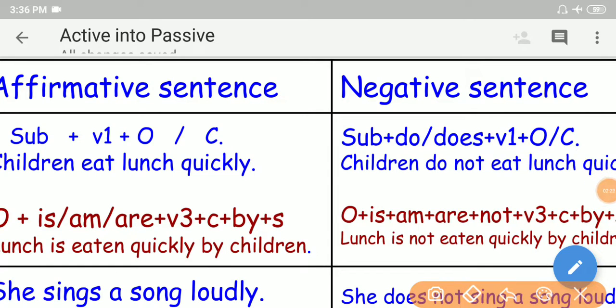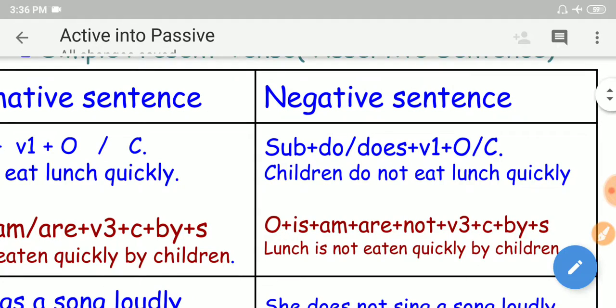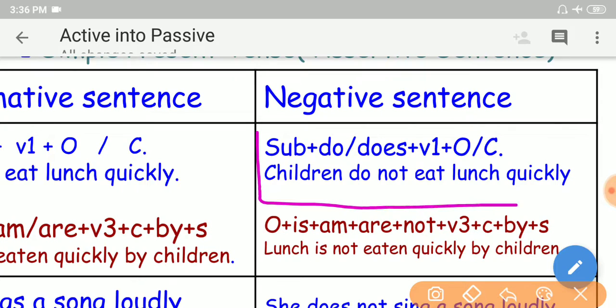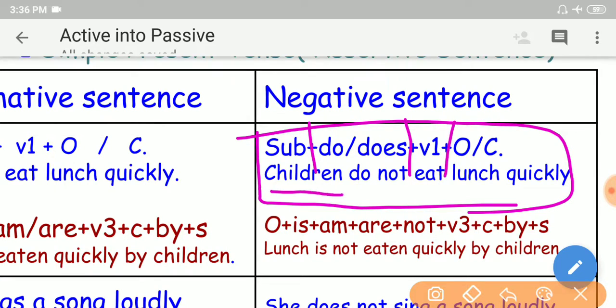Let us go and learn the negative sentence of simple present tense here. You see, my dear friends. So the negative sentence of simple present tense, the formula is here: subject, do or does plus not plus V1 plus object or complement. Here subject is children. We use do because it is plural form. So if it is singular form, we must use does.